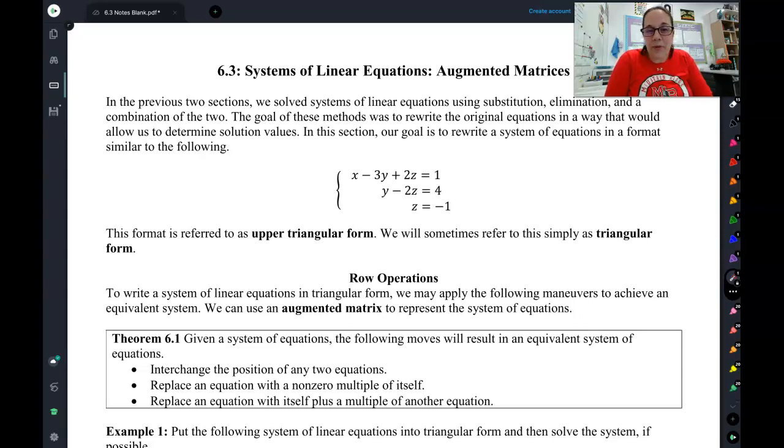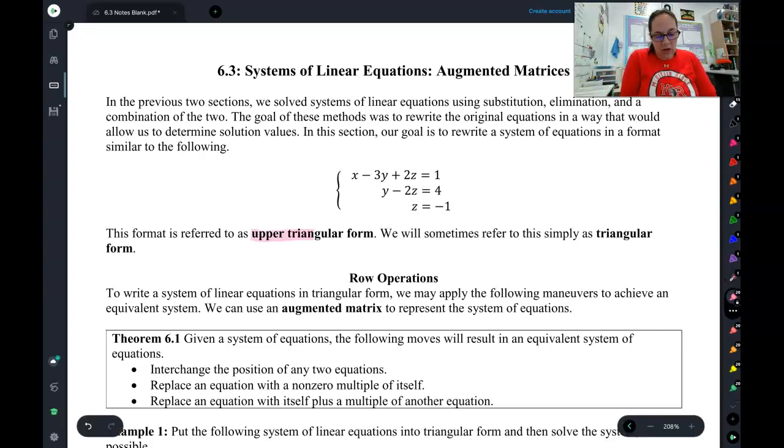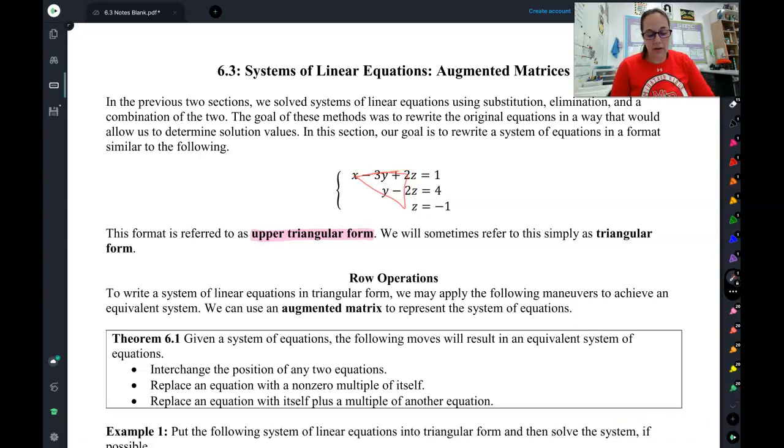Welcome to lesson 6.3. In this lesson, we will continue to work with 3x3 systems of equations, 3 equations, 3 variables, but we're going to learn a new method to solve those. Namely, this method is our upper triangular form method, and it looks like this. You can see where it gets its name, this upper triangular form.